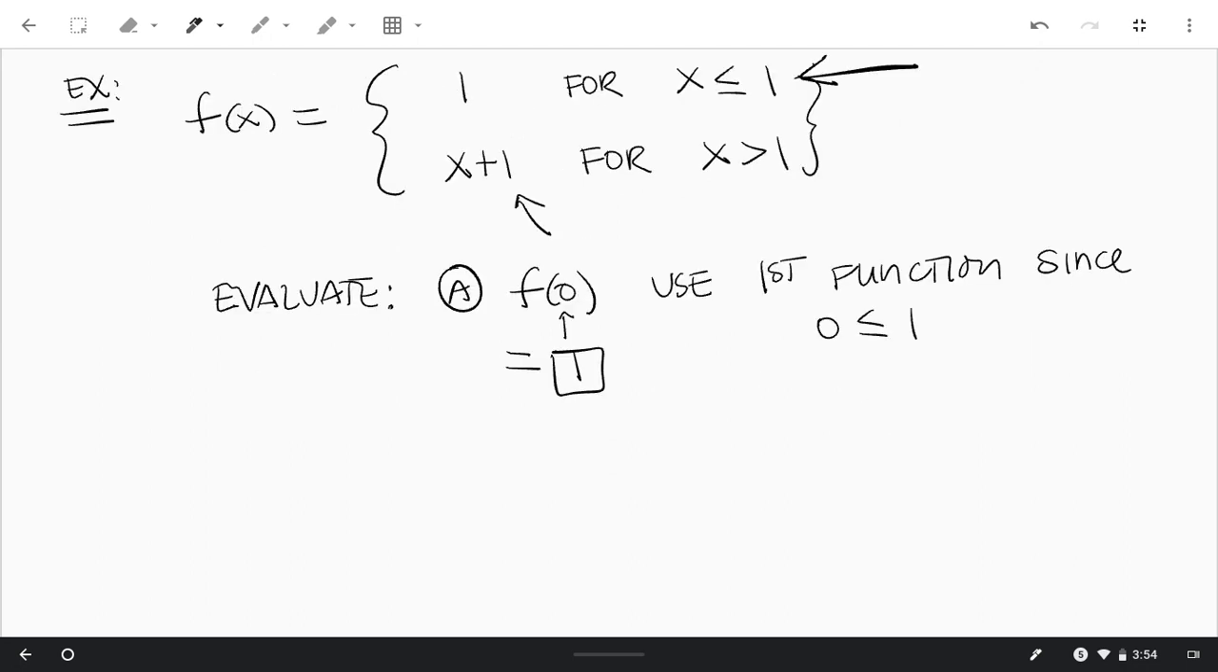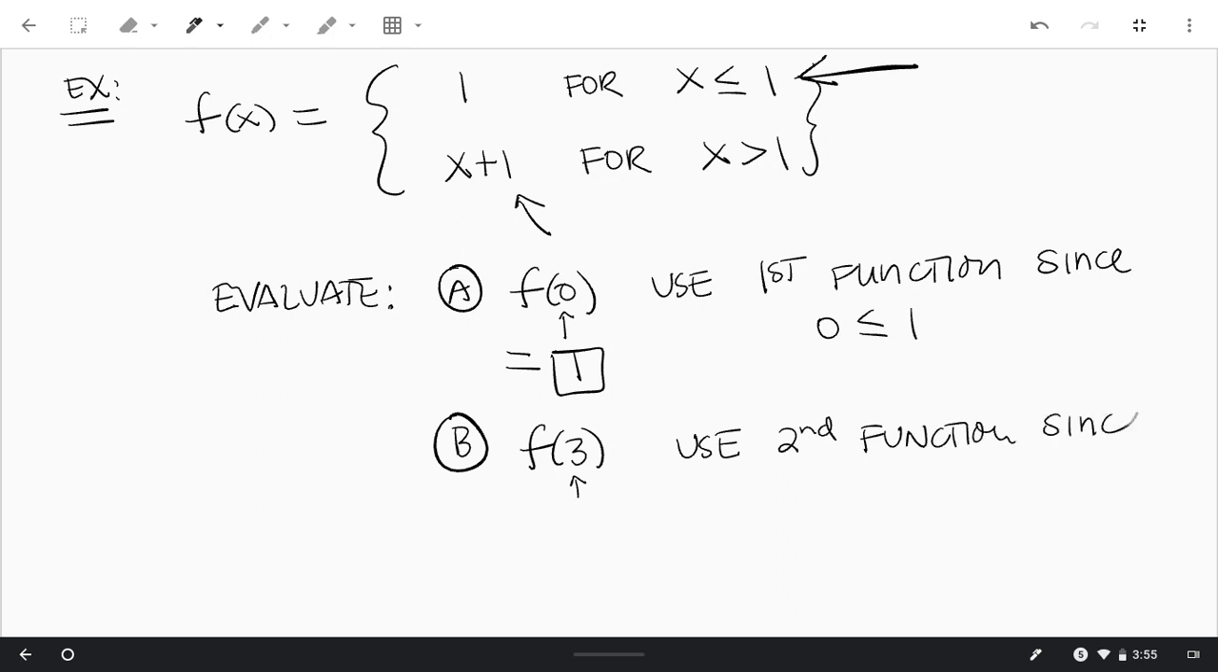Okay. Suppose that I want to evaluate f of 3. Again, this number 3, is that a number that's less than or equal to 1 or greater than 1? That's a number that's greater than 1. So we are going to use the second function, since the number 3 is greater than 1. Using the second function, I plug in 3. So 3 plus 1, and we get 4.